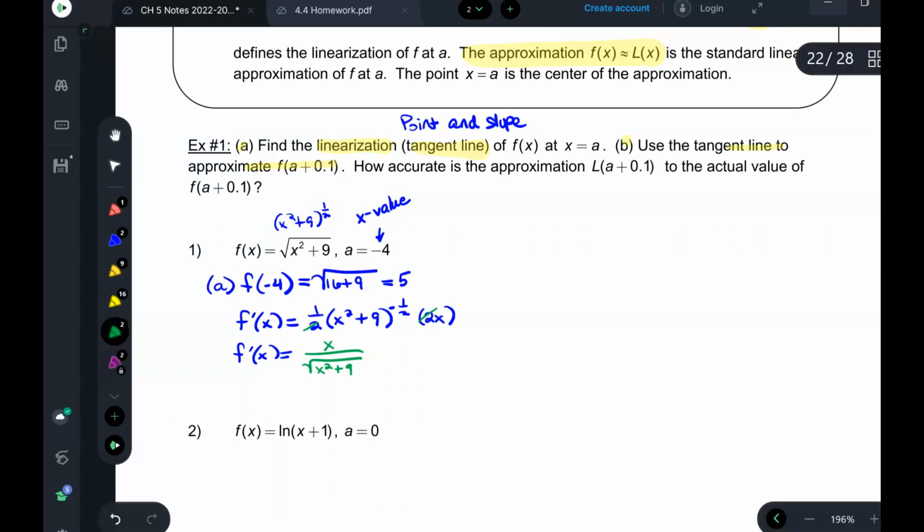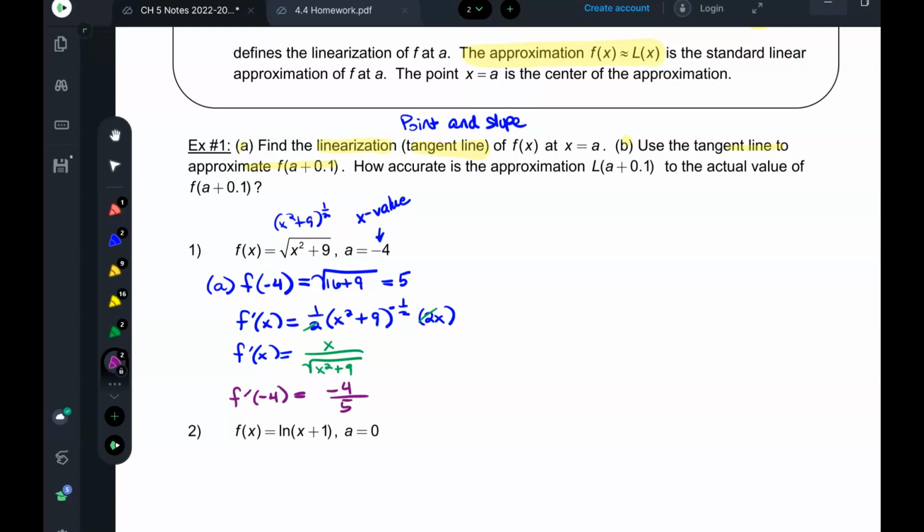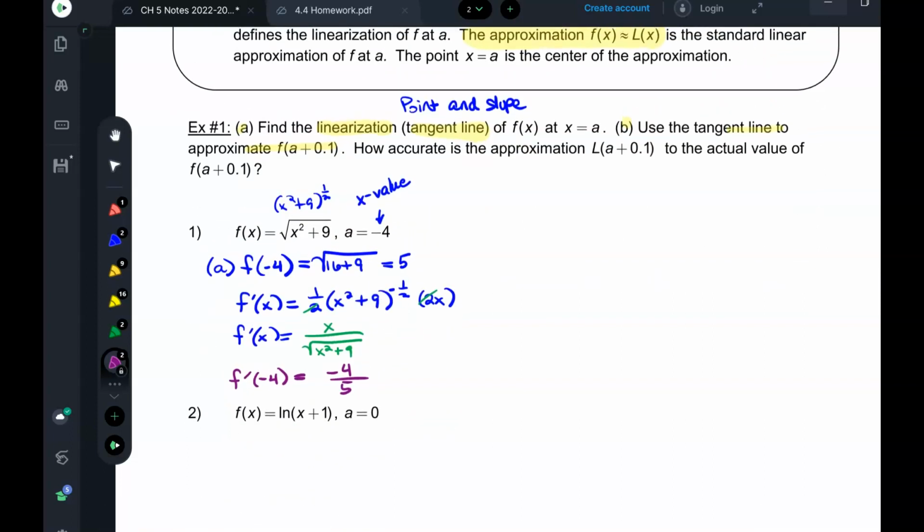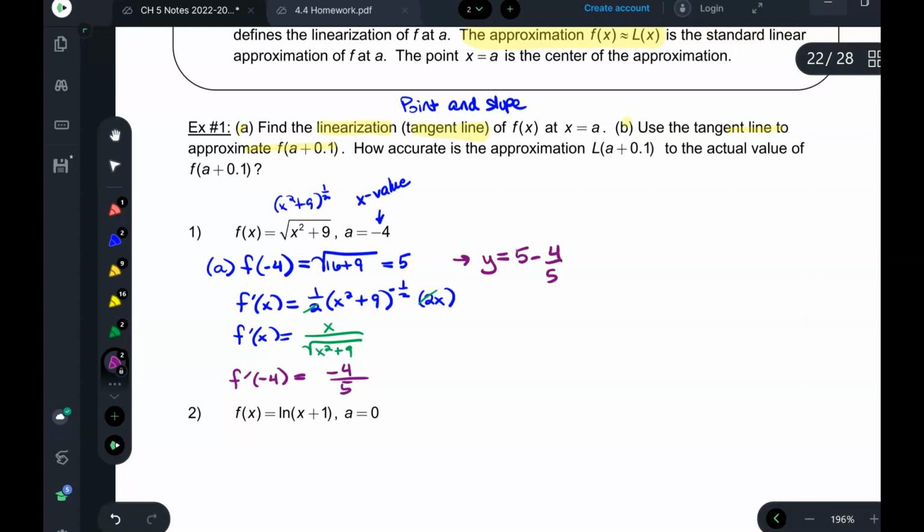Now I want to actually evaluate, so I'm going to plug -4 in. So I'll get -4 over -4 squared, 16 plus 9, square root of 25 is 5. Okay, so now I'm going to rewrite that in my linearization form. Now you can also write this as y equals 5 minus 4/5, excuse me, times x minus -4, or x plus 4. In our linearization format, it will be L of x equals 5 minus 4/5 times x plus 4.